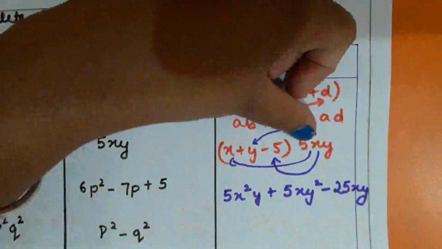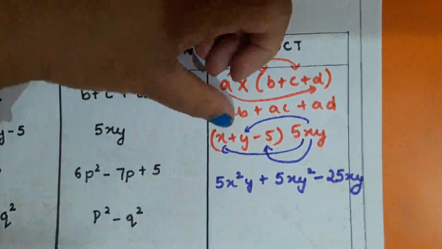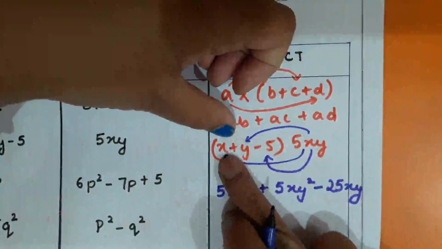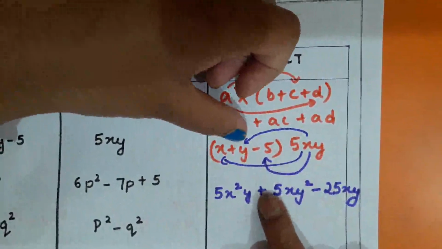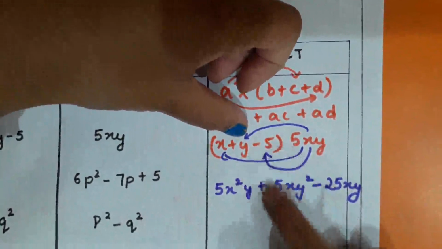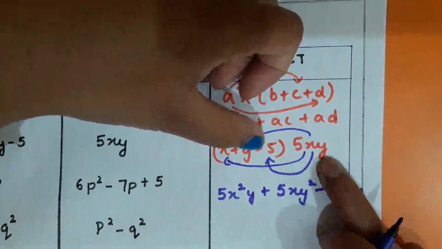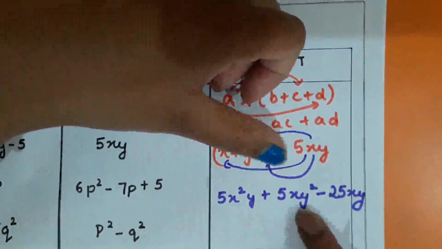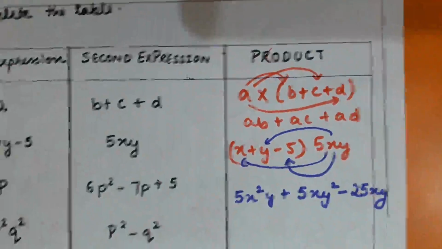How? This 5xy, so one more x is getting multiplied, so this x and this x powers add with each other, you will get x square, and y is there, plus sign is there, plus 5x remains as it is, one y is there, one y is there, so y square, minus 25xy. Okay, so 2 parts I have solved.